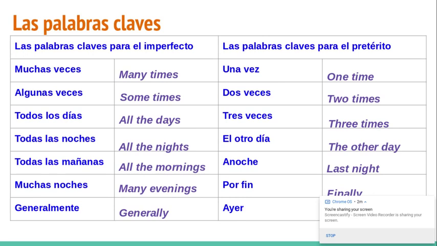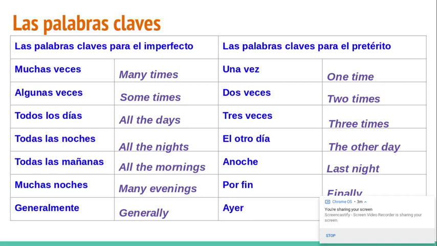If you take a look at these keywords, we have words like muchas veces, many times, todos los días, all the days, many evenings, muchas noches. So we see this idea of an event in the past that was repeated, or something like generalmente. Okay, so it happened, we just don't know when.